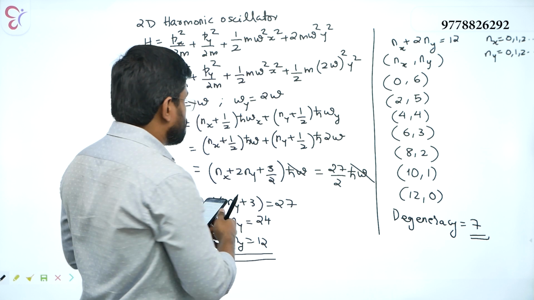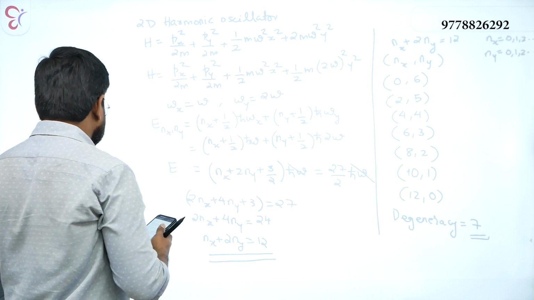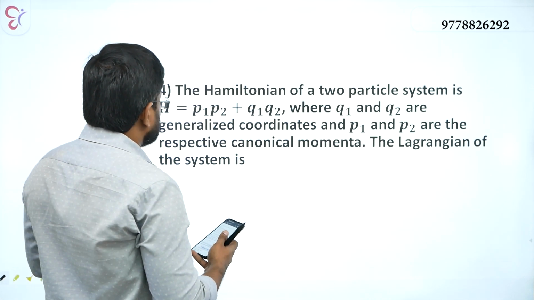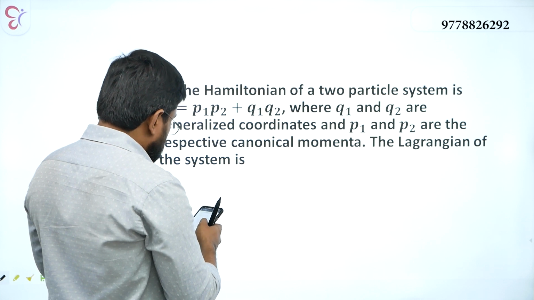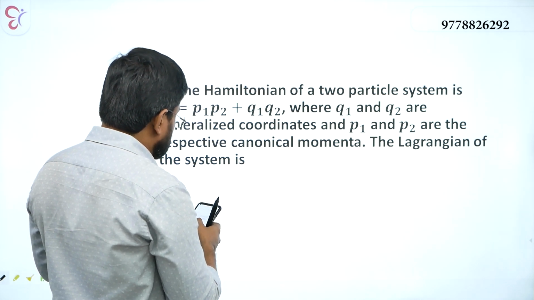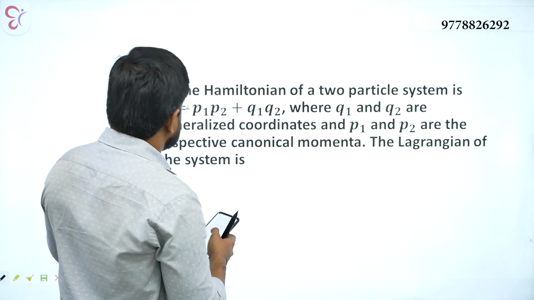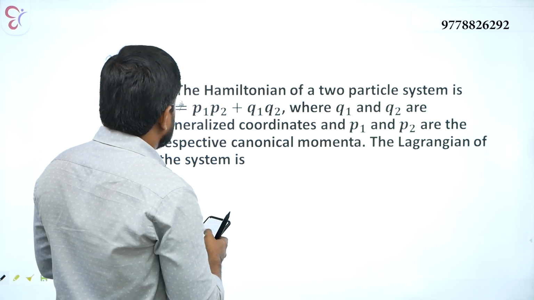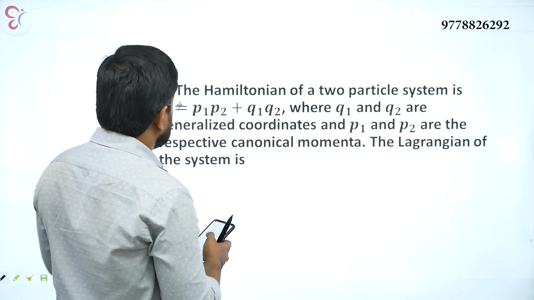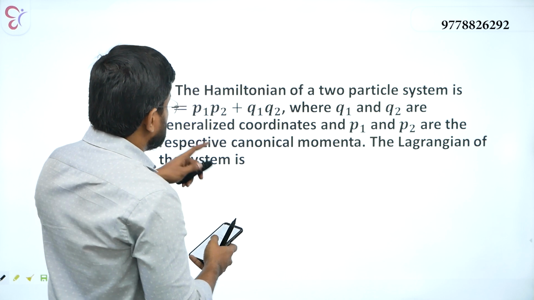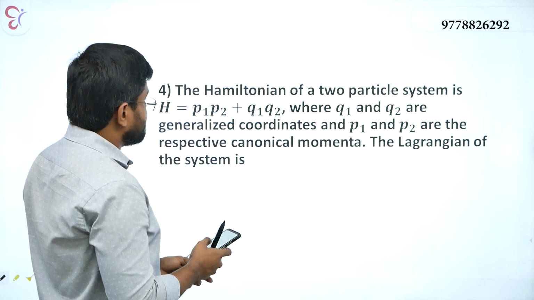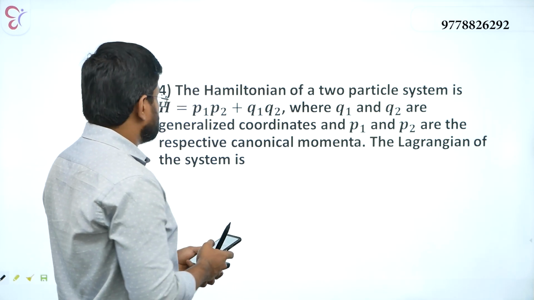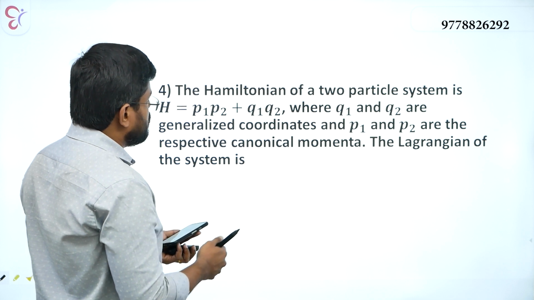Okay. So let us move on to the next one. So what is the next one? The Hamiltonian of a two particle system is H is equal to P1 P2 plus Q1 Q2, where Q1 and Q2 are generalized coordinates and P1 and P2 are the respective canonical momenta.